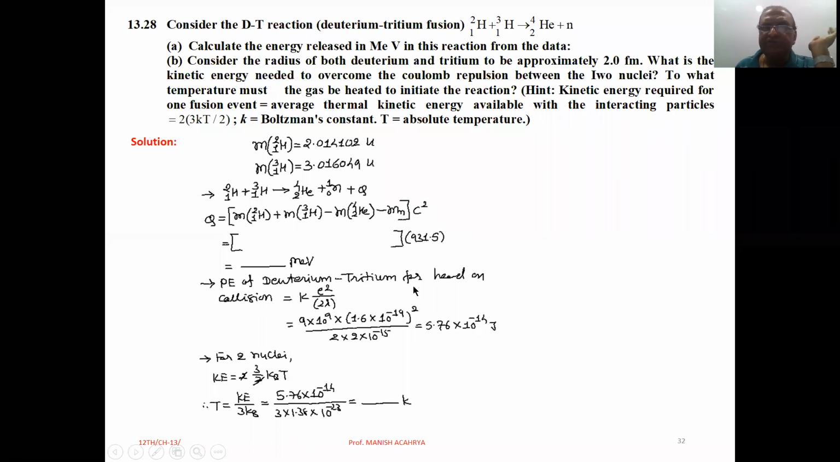Now the potential energy of the deuterium-tritium pair for a head-on collision, we can write as K Q1 Q2 upon R. So as per that, K e square upon the distance between those two, that is equal to the summation of the radii of both, so R plus R, that is 2R. If we substitute the values of K, e and R here, we will get the energy, that is 5.76 into 10 raised to minus 14 joule.